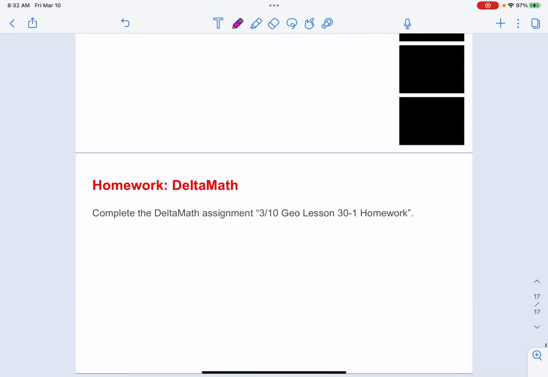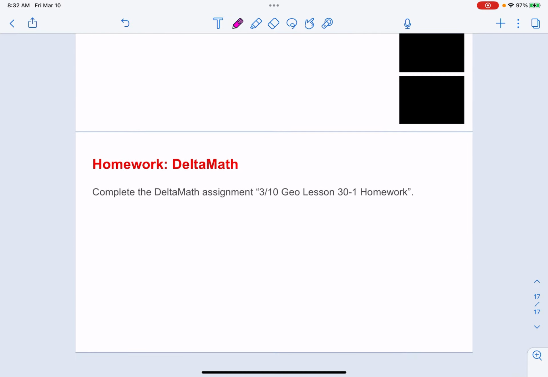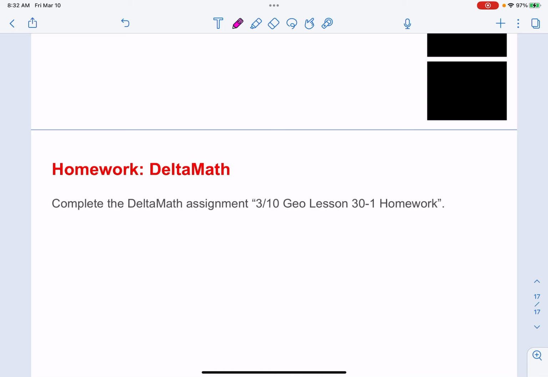But for right now, the homework is going to be the Delta Math. It's already posted, okay? Make sure that you have all these notes written down and then have them out along with the formulas, okay? It's going to be a lot harder if you don't, okay?